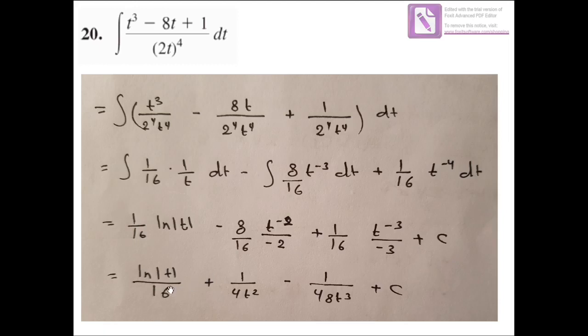Now here we just simplify. It will be ln absolute value of t over 16 plus 8 over 16 multiplied by 2. Here we have minus with minus, it will give us plus 8 over 16 times 2. So 2 multiplied by 2 will be 4. Then minus, here we have 16 multiplied by minus 3 will be minus 48. Here we have t^-3, so it is divided by t^3. Then we add the constant c.